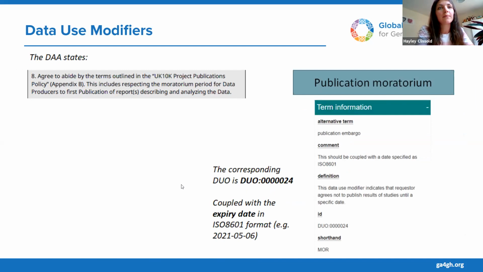And then finally, another clause that I wanted to highlight in the agreements is that the user agrees to abide by publications policy, and this includes respecting a publication moratorium associated with the data. So in this case, we would apply DUO 24, which is the publication moratorium, and we would couple that with an expiry date to indicate when that publication moratorium is up.